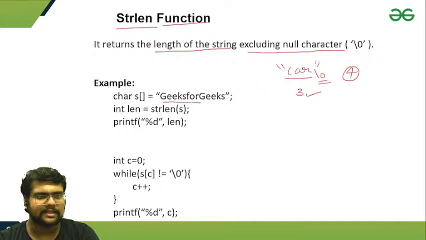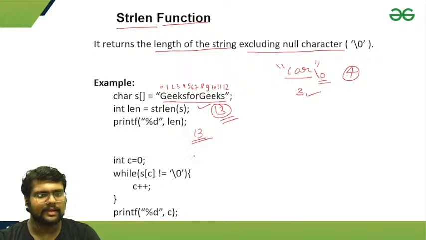Here we have a string in which geeks for geeks is stored. We write int len = strlen(s) and print this length. Counting the indices 0 to 12, the length of this string is 13, so 13 will be printed here.